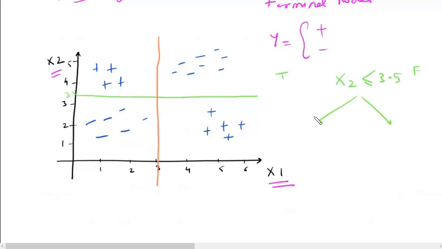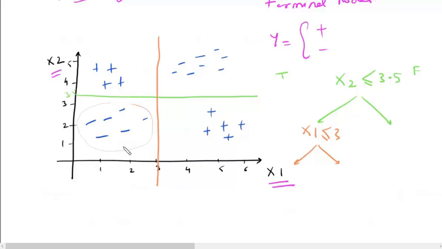Now let me write that in red color. So x2 is less than 3.5 represents this area. Within this area I have split it based on x1, so let me write x1 less than or equal to 3. This again will have two results, true and false. True on the left hand side will represent this area.